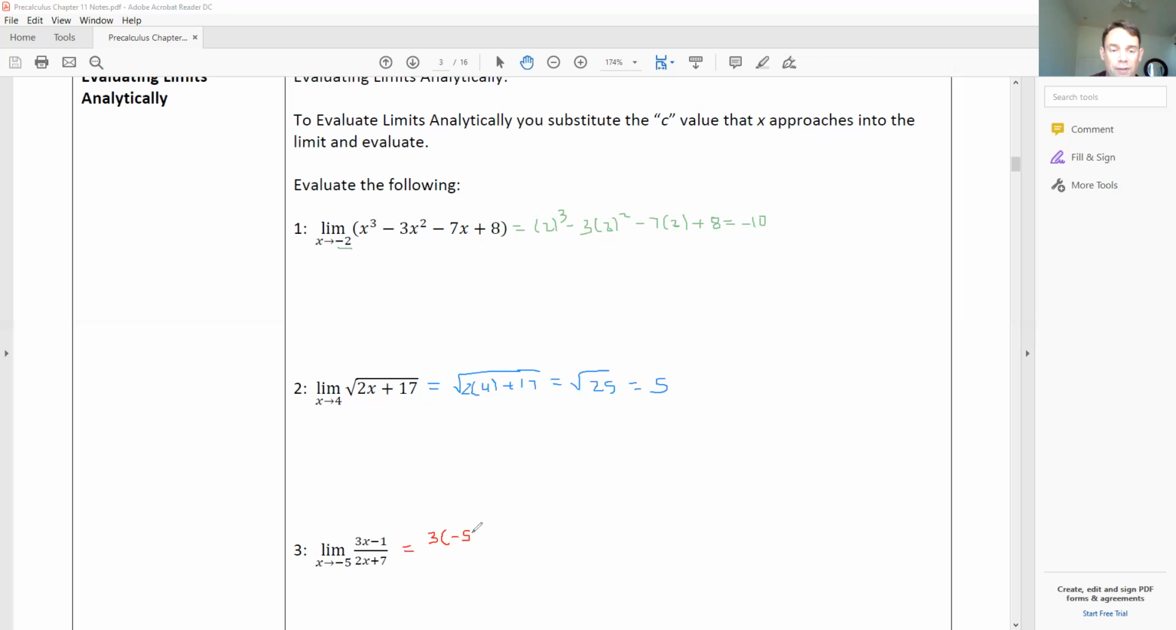So 3 times negative 5 minus 1 all over 2 times negative 5 plus 7. So negative 16 all over, oh, what's that going to be? Negative 10 plus 7 is negative 3. And negative 16 over negative 3, that would be a positive 16 thirds.